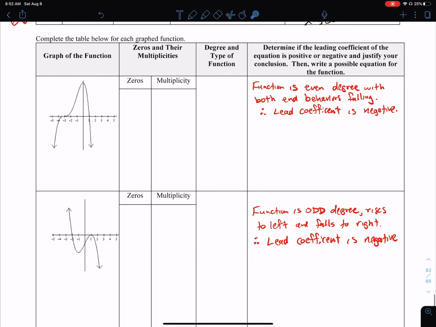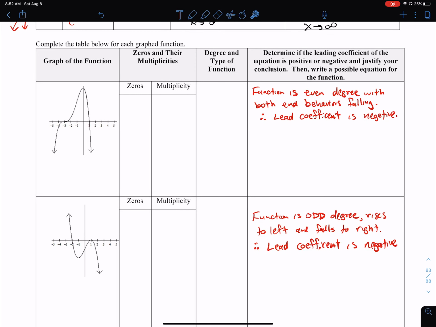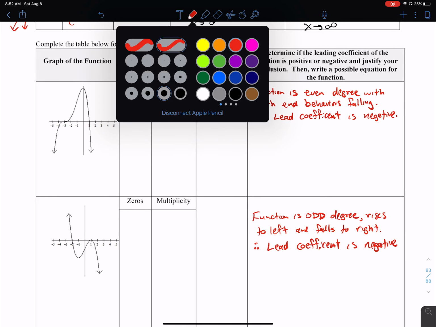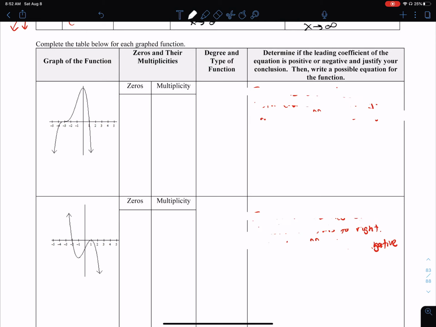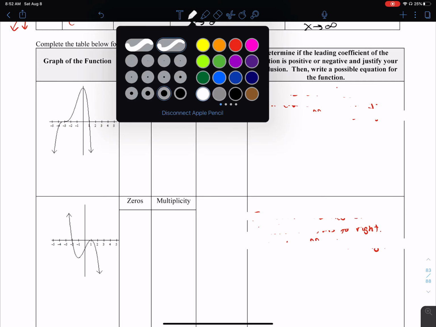All right, let's check out completing the table for the time being. Let's ignore this. I meant to have that marked out. Shame on me.